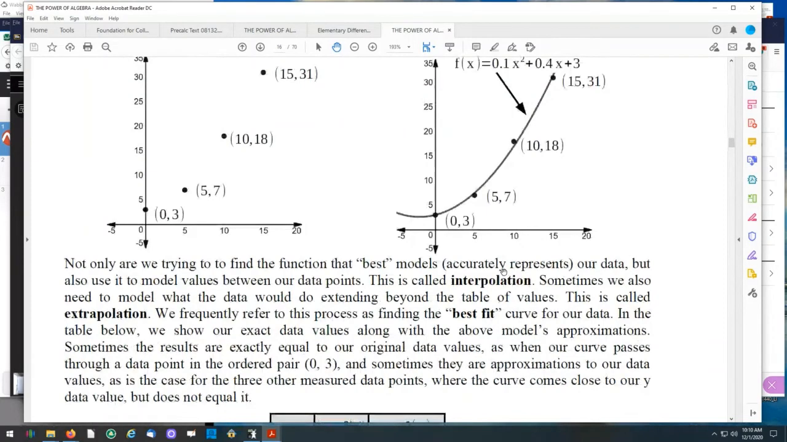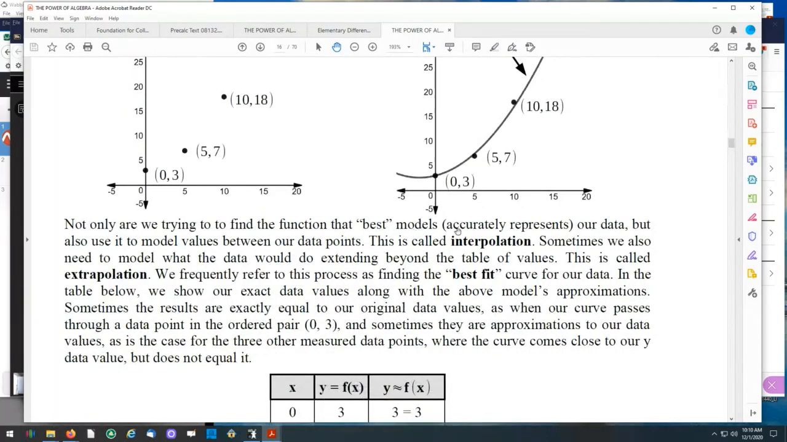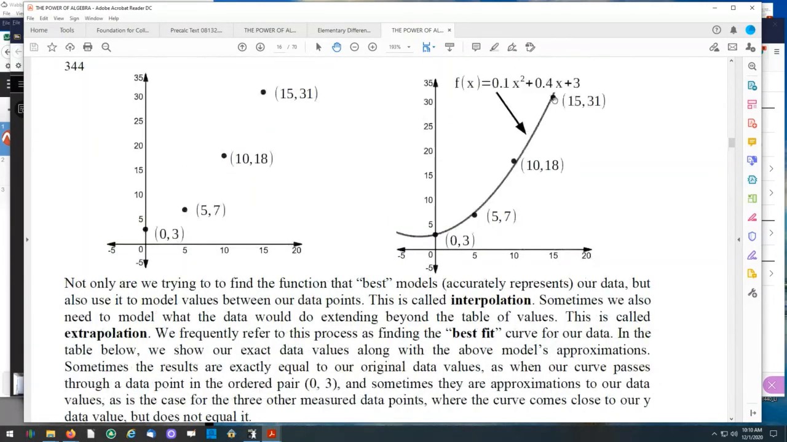Okay, now what you're trying to find is what we call the best fit model, and it accurately represents our data. But also, you use the model for values, as I said, between the data points. That is called interpolation. We say that this model interpolates between, say, this data point, 15 31, and this data point, 10 18. It also interpolates between this data point, 5, 7, and that data point and 0, 3. It interpolates in between, if you will.